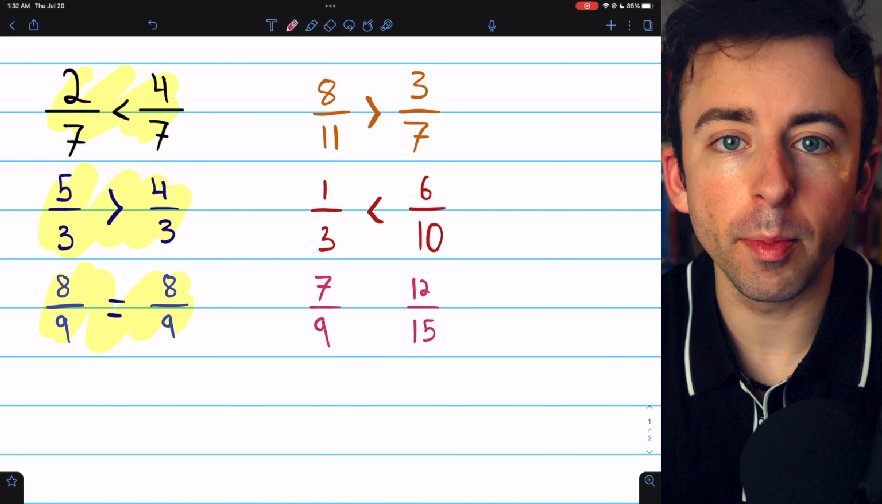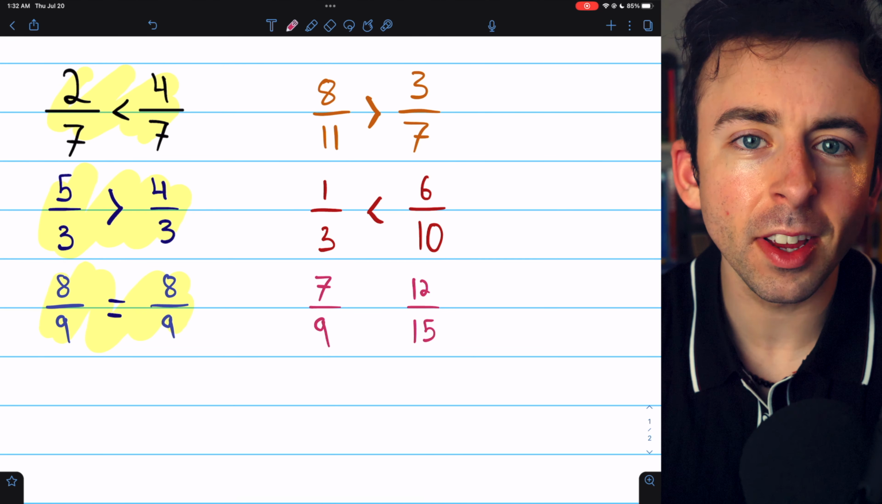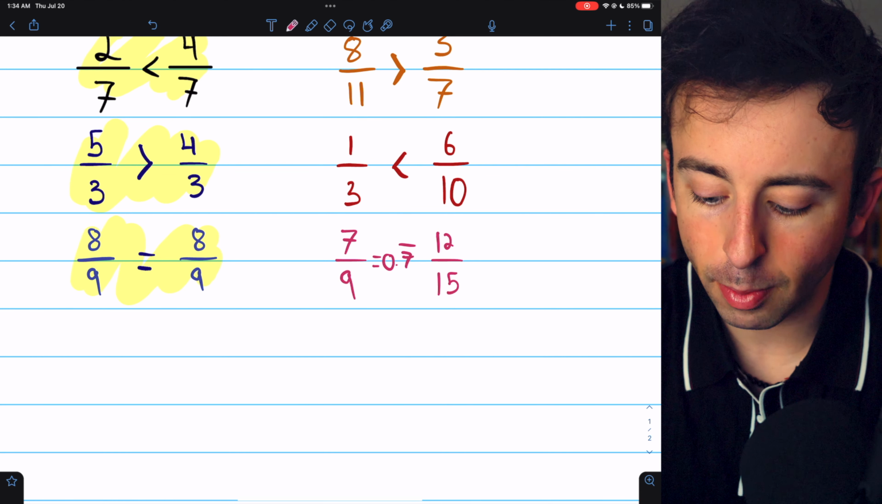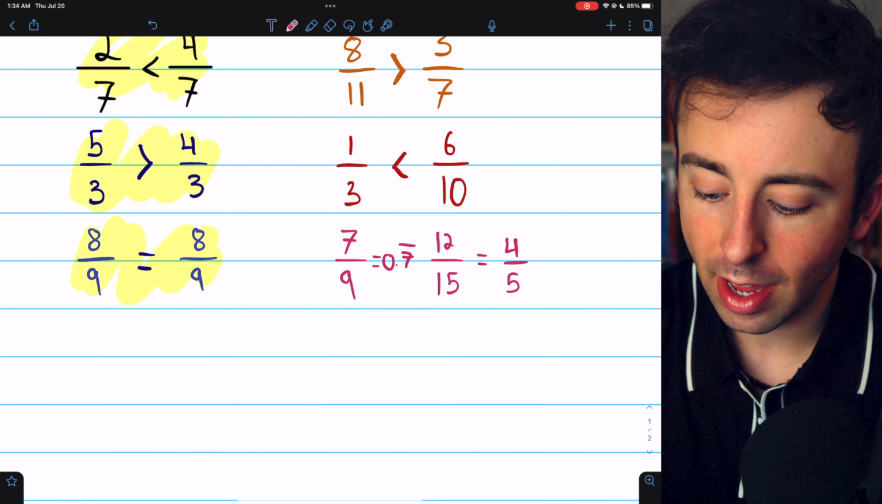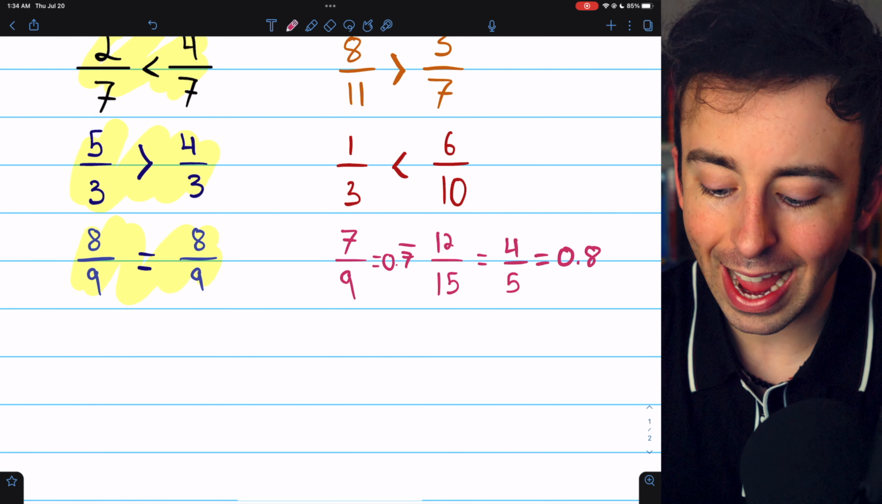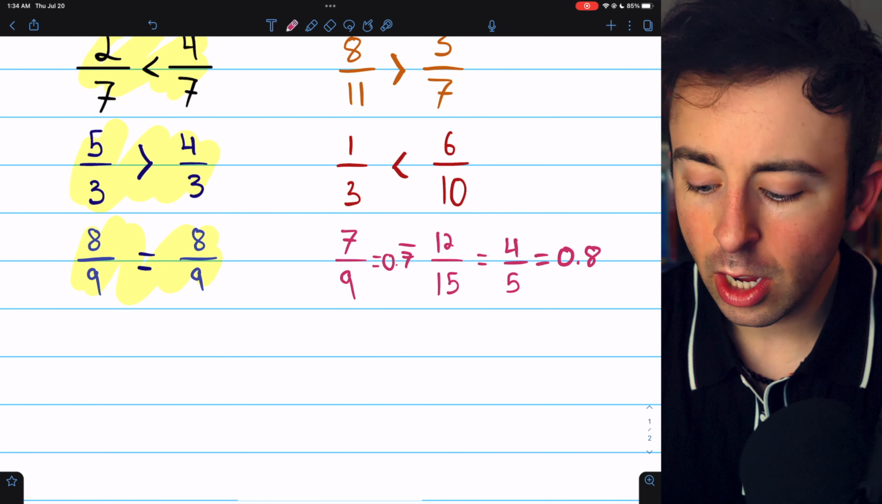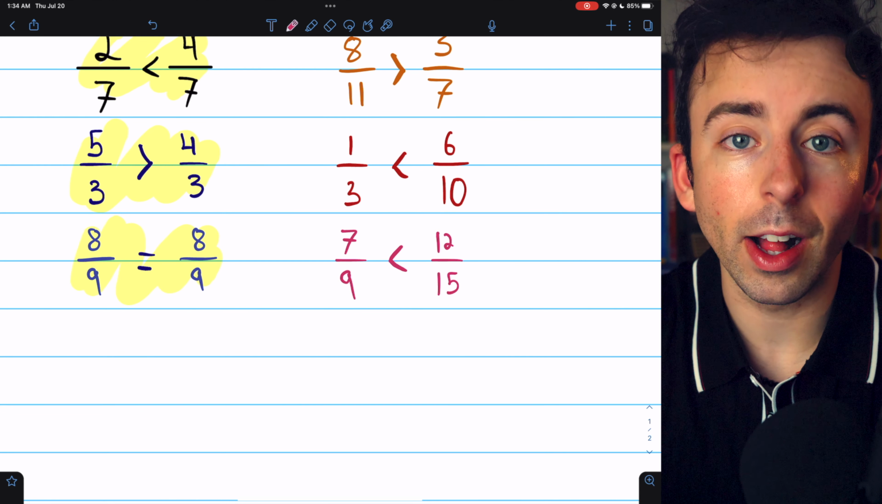However, if you have some familiarity with turning fractions to decimals, you can still make quick work of some of these problems. You may know that 7/9 is 0.7 repeating as a decimal, and 12/15 is 4/5, because 3 goes into 12 4 times, and 15 5 times, and 4/5 is the same as 0.8, which quickly makes it apparent that 12/15 is the bigger fraction, because 0.8 is bigger than 0.7 repeating. And so we could conclude 7/9 is less than 12/15.